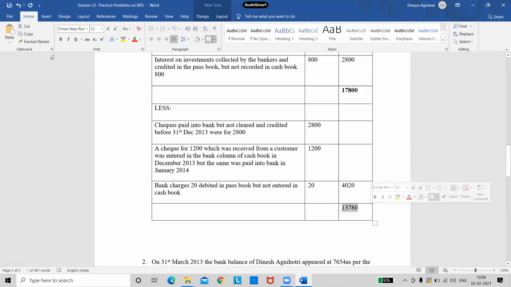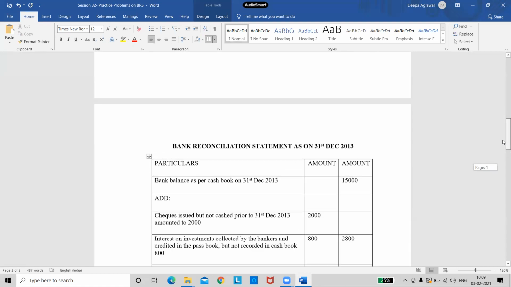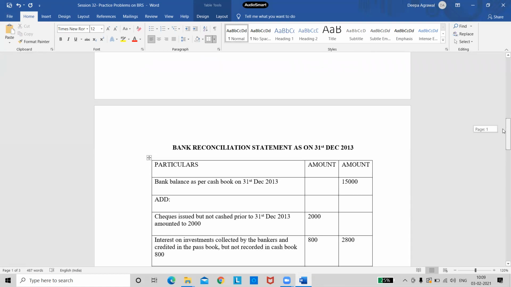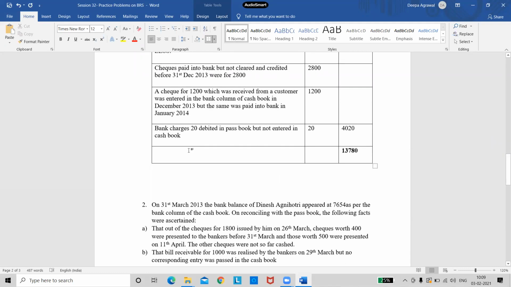Did I get a positive answer or a negative answer? Can anyone tell me? Negative, ma'am. 17,800 minus 4,020, is it positive or negative? Positive, ma'am. It is a positive number. So if it is positive, I started with balance as per cash book, so my answer would be normal balance as per passbook. This is my final answer. Okay. So this is how we need to do the BRS problems.